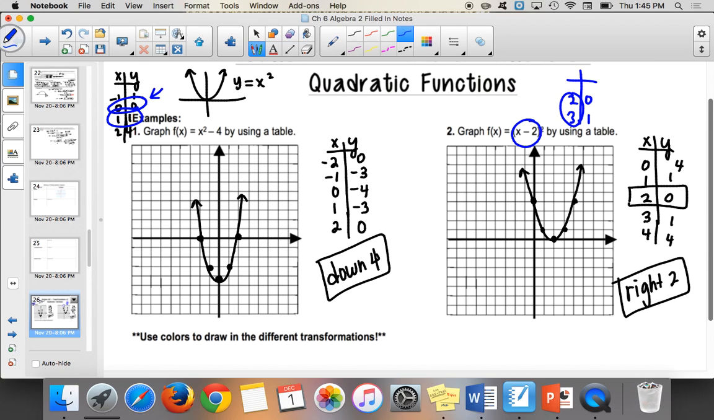So instead of adding or subtracting 2 from all of your x's, we don't subtract 2 from x's. We add 2 to the x values. It moves to the right. Do you guys understand what I'm saying? So inside is opposite. We're going to keep that in mind.